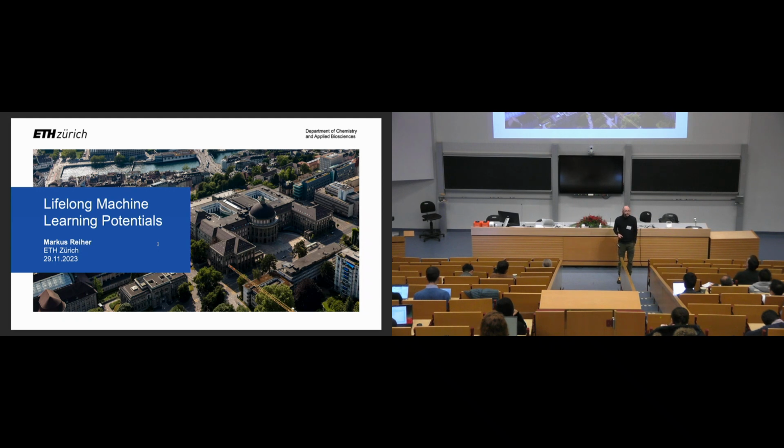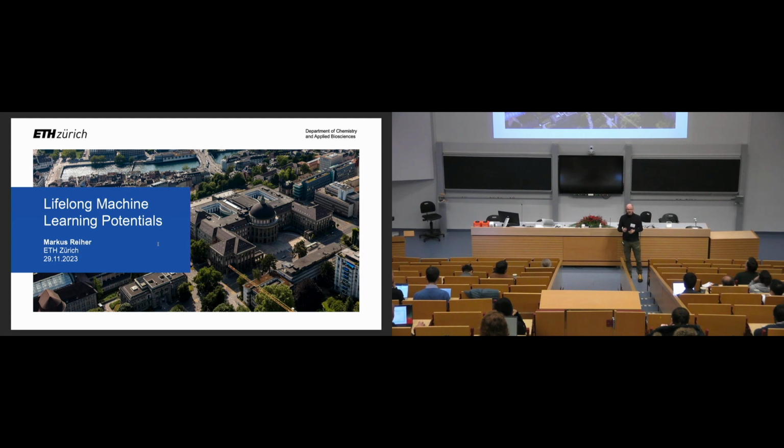We are not a typical machine learning group, we are actually a quantum chemistry group. We always turn to machine learning when we don't know how to continue with quantum chemistry. And so machine learning potentials is one of the fields that we have been working on. And let me first explain to you why we were forced to look into this.